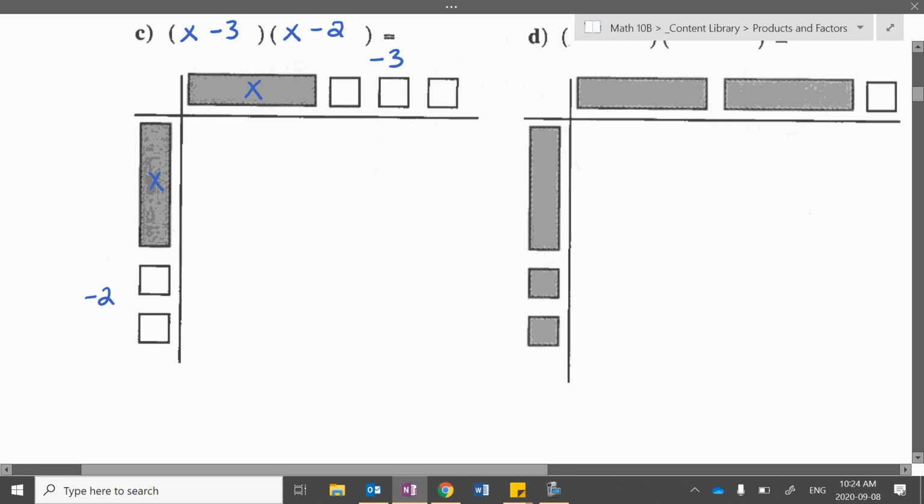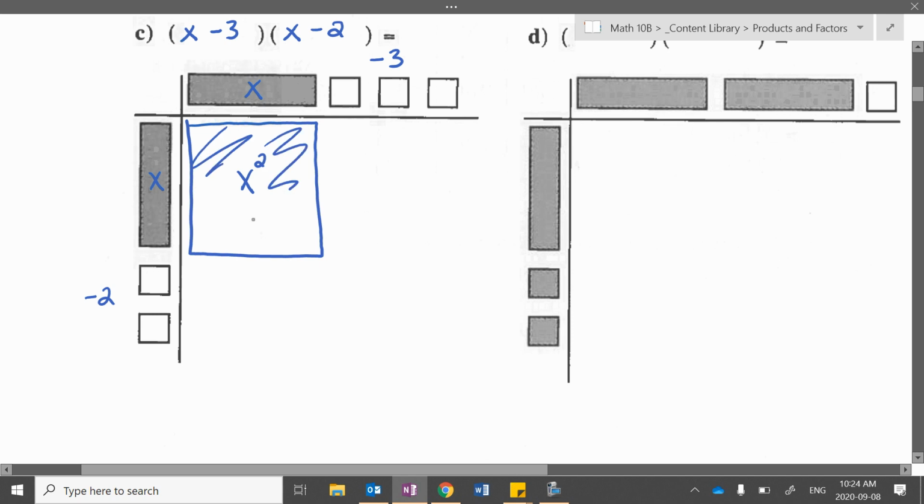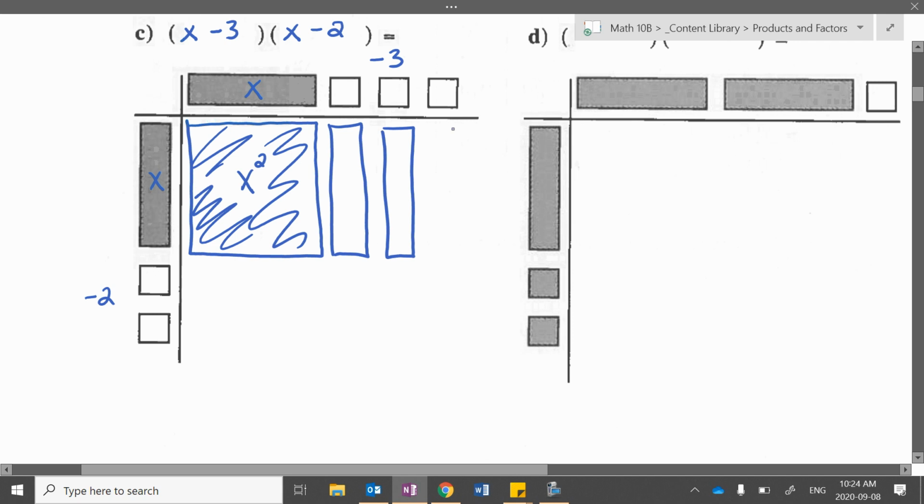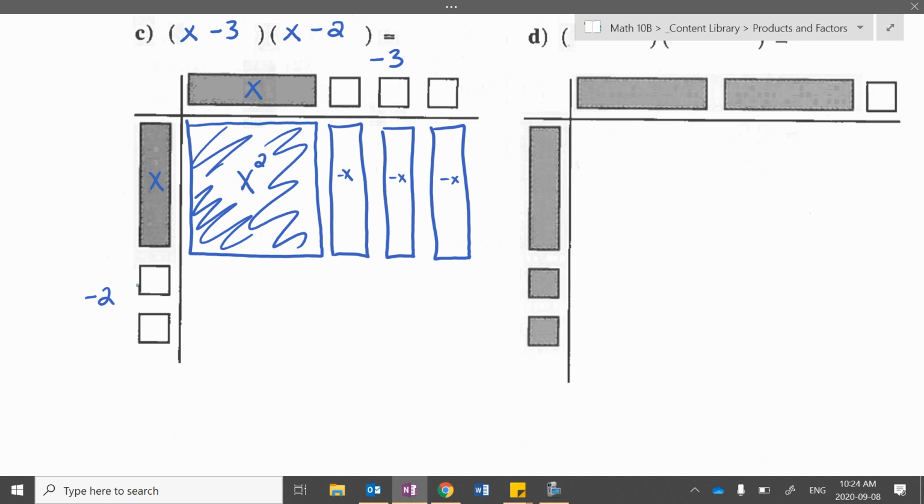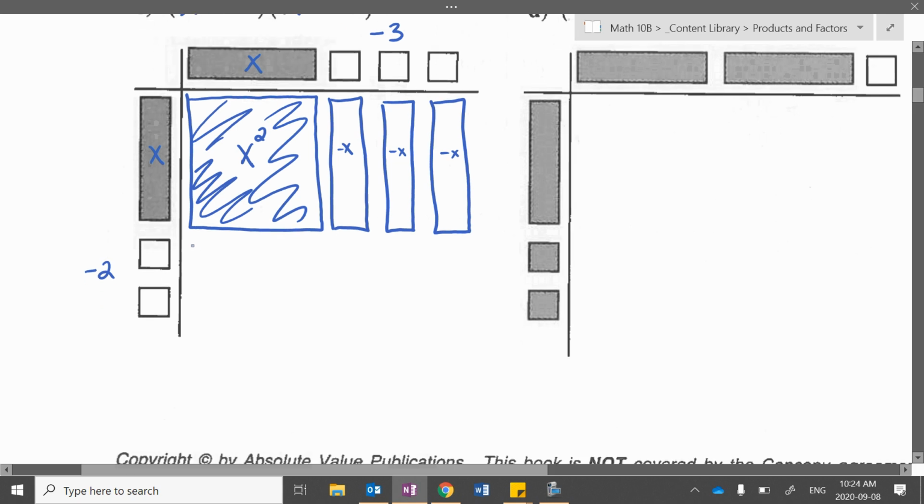So I'm going to get x times x, so I still get a positive x squared. I'm still doing x times 1, x times 1, x times 1. So I'm still going to get 3 x's going this way. Are these going to be positive or negative? Negative. Good, because I have a positive times a negative. If you just want to label them with a plus sign or a minus sign instead of shading, totally fine. Going the other way, I get a negative 1 times a positive x, so I still get a negative x.